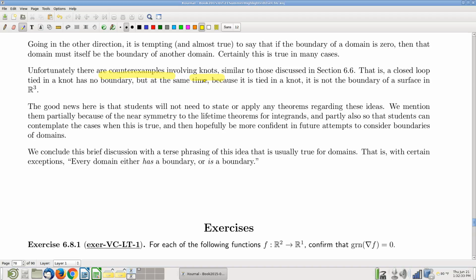I'll be very happy to draw some pictures and persuade you that no matter what curve you think you've tied up into a knot, if you allow me to move through four-dimensional space, I can untie your knot. That's a fun little conversation. So anyway, it's close enough to true. Every domain either has a boundary or is a boundary.